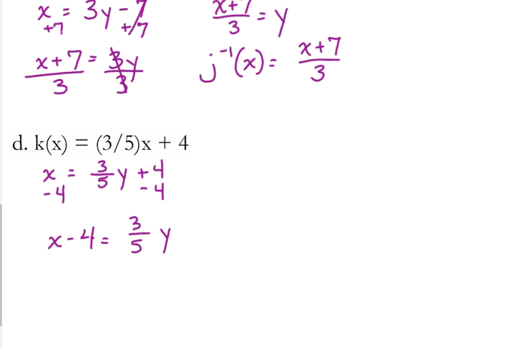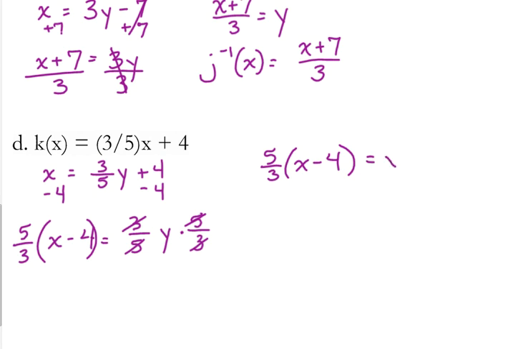Now be careful. We're not going to multiply by 3/5. We're going to multiply by 5 over 3. We multiply by the reciprocal, because look at what's going to happen. We've got a 5 in the top, 5 in the bottom, 3 in the top, 3 in the bottom. They cancel out. So we multiply both sides by 5 over 3. So we've got 5 over 3 times x minus 4 is equal to y. Replace it with the inverse notation, and they're probably going to distribute that 5/3. So we have 5/3 x minus 20 over 3.